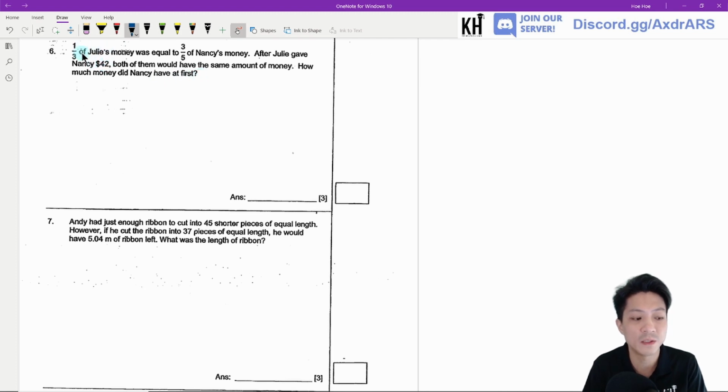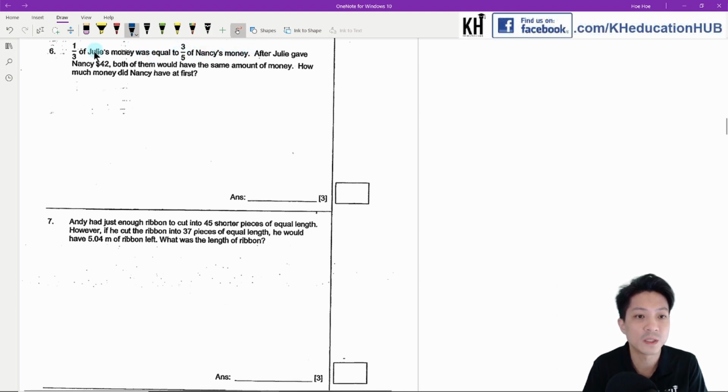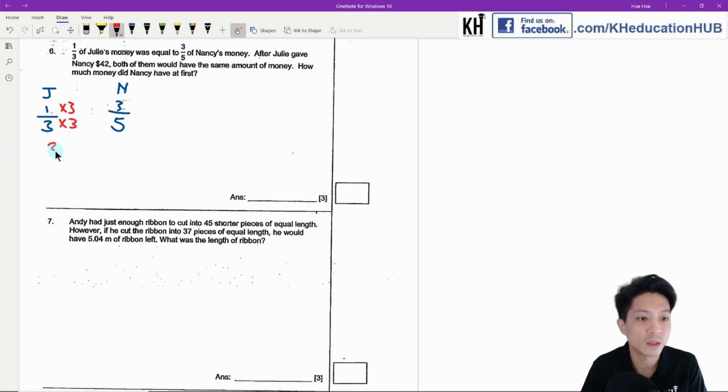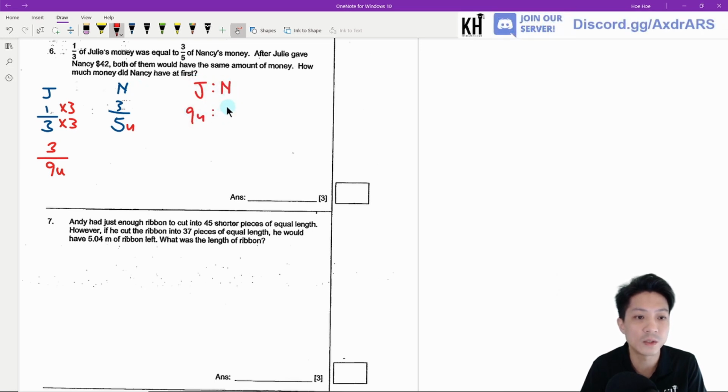Okay, if you're familiar with this first sentence where a fraction of something is equal to another fraction of something, what we do is we change the numerator to become the same. So Julie is 1/3 and Nancy is 3/5. I need to multiply by 3, multiply by 3 to this, to give me 3/9. The denominator will tell me how many units there are, which means that Julie is to Nancy as 9 units is to 5 units.